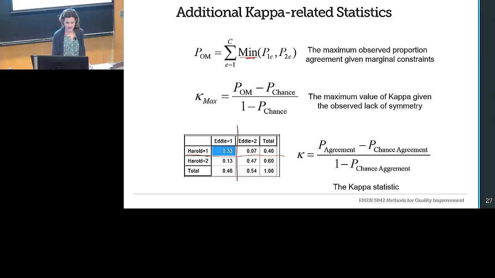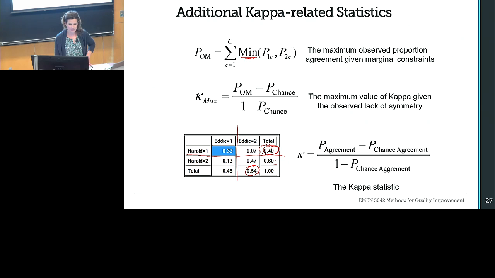Now, of course, I could look at what they disagreed on, too. Harold said 60 of these are bad. Eddie said 54 of these are bad. But those numbers are higher. So it's going to be the minimum proportion of agreement, whatever that one is. So the max they could really agree on is going to be the sum of the minimums. 40 is the minimum there, and for disagreement, it's between 60 and 54, so 54 is the minimum they have there, and I sum those up.